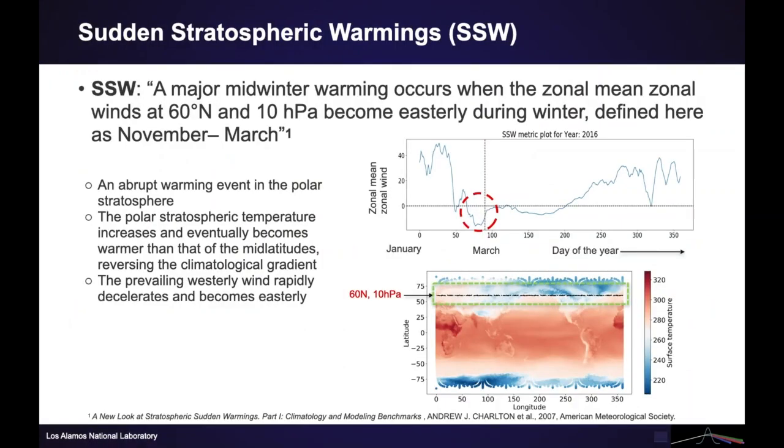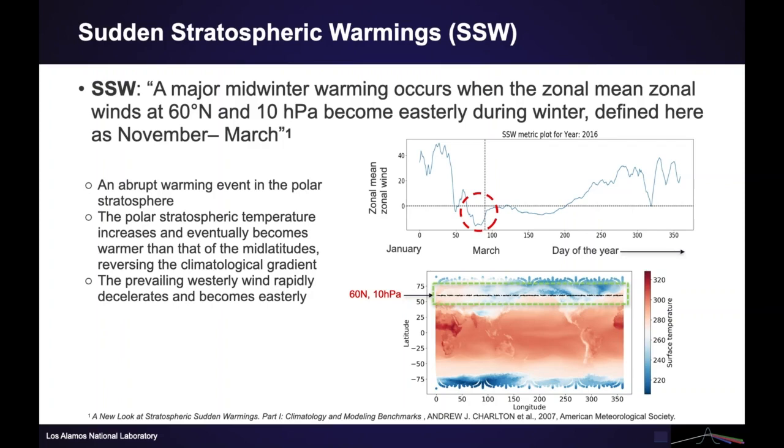Here we show an analysis pipeline that uses our in-situ Julia integration capability to perform climate data analysis. We are looking at an event called sudden stratospheric warming (SSW), which is defined as a major mid-winter warming that occurs when zonal mean zonal winds at 60° north and 10 hectopascal become easterly during winter and stay easterly for at least 10 consecutive days.